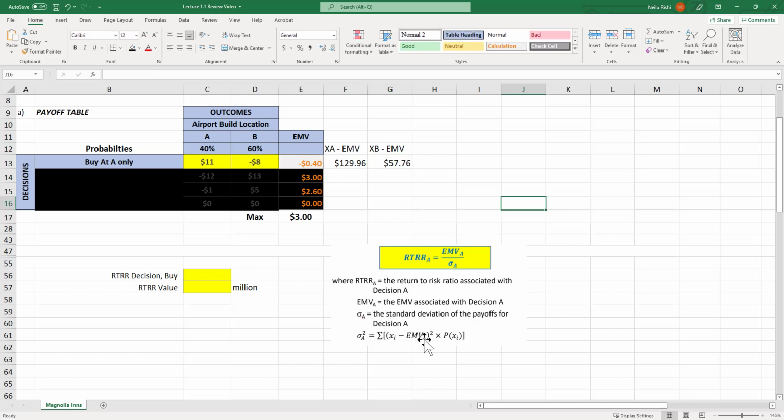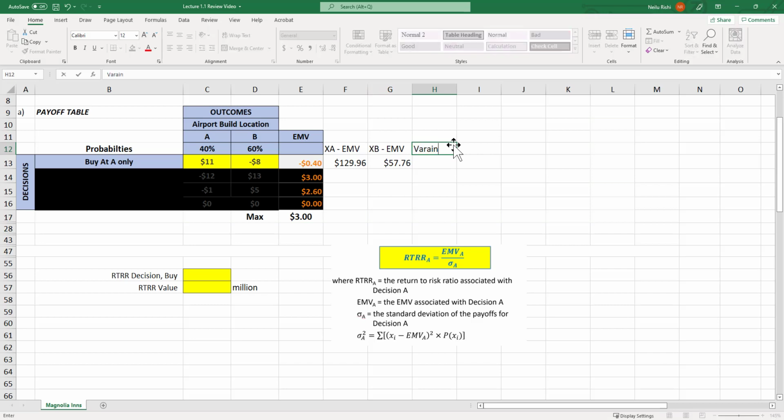Now, one thing to note is that each of these terms, the x A minus EMV all squared, is going to get multiplied by its probability of 40%. And the 57.76 here is going to be multiplied by the probability of 60%. And these are going to get added. That's what the summation sign means. So we're doing another sum product to get that variance.